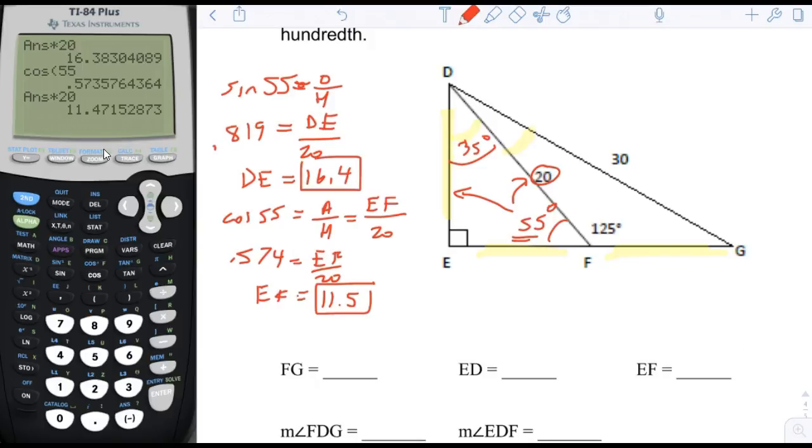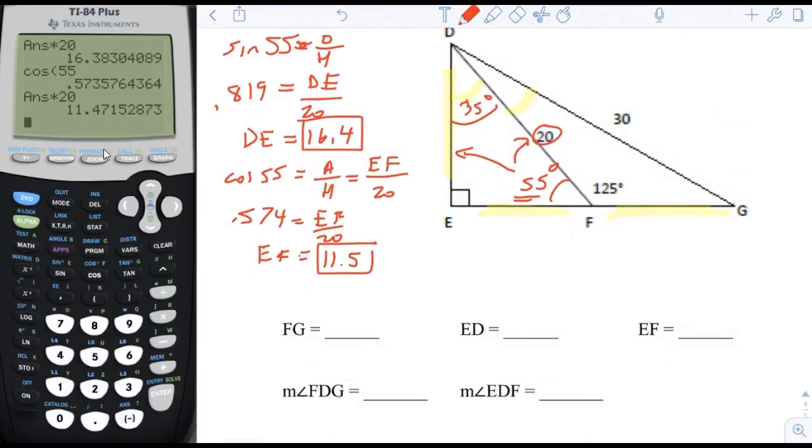Okay, so we got quite a few answers now. Let's write some of these down. So we have 16.4 as ED. We have 11.5 for EF. And we have 35 degrees for the angle EDF. Okay, and now we just need to know these last two remaining side and angle.